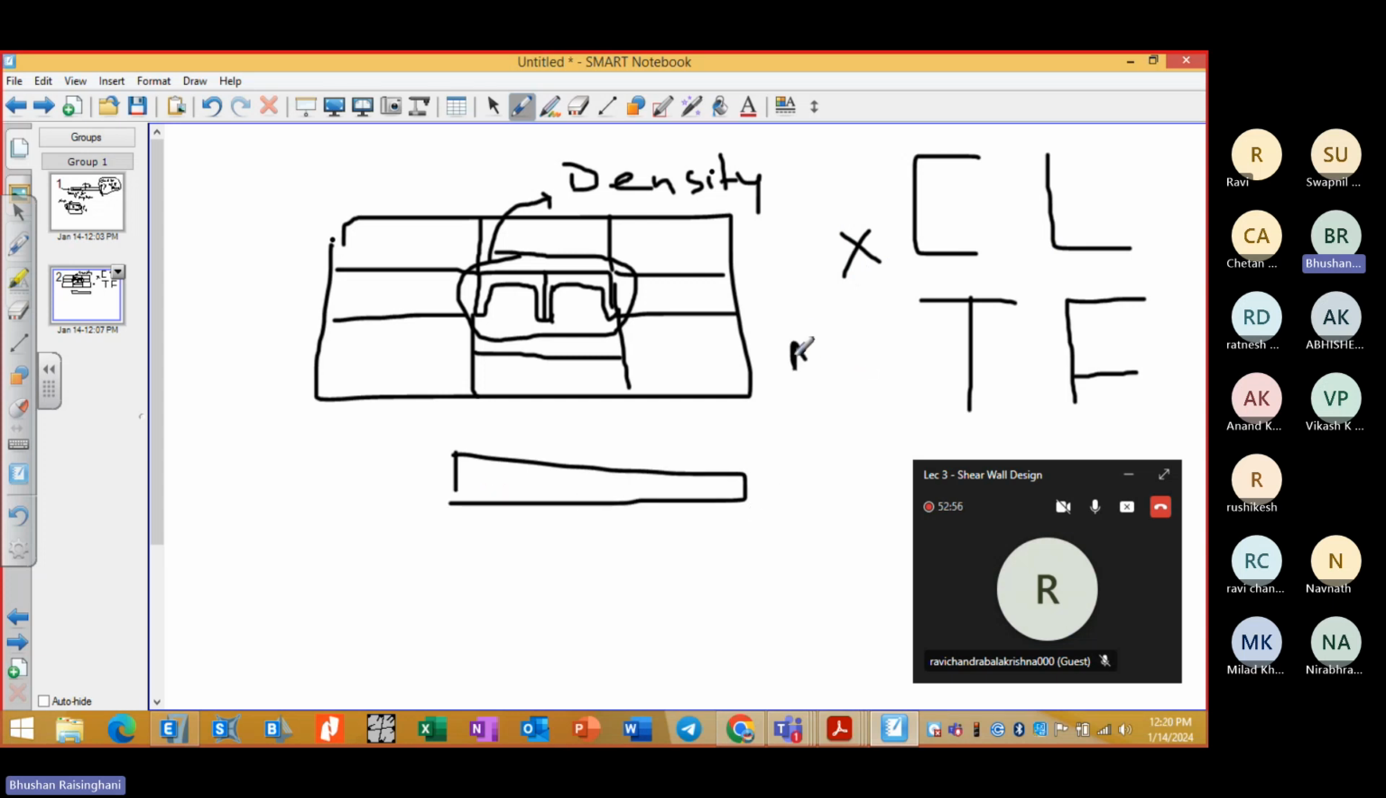So we need to refer to ACI 318 for its design, and the reference book by Jack Moehle for its design. This is as per the IS code. This is not showing a rectangle, let me draw. So this is the rectangular shear wall that we have in IS 13920, and that is what we are going to discuss.